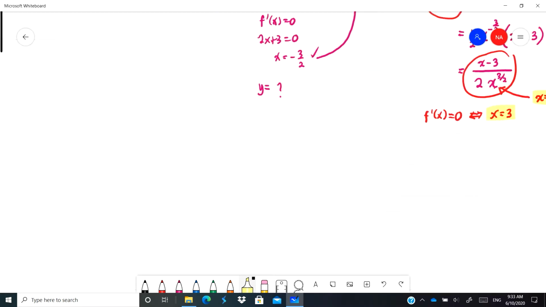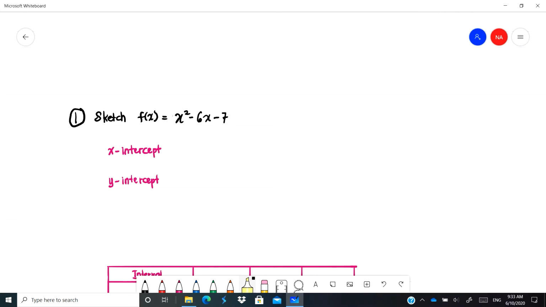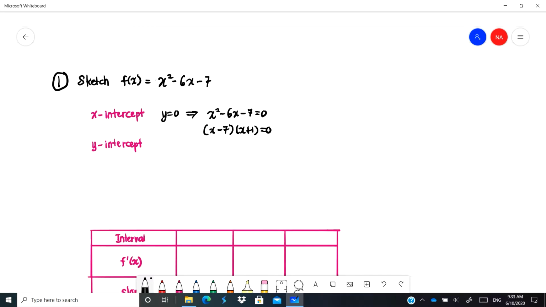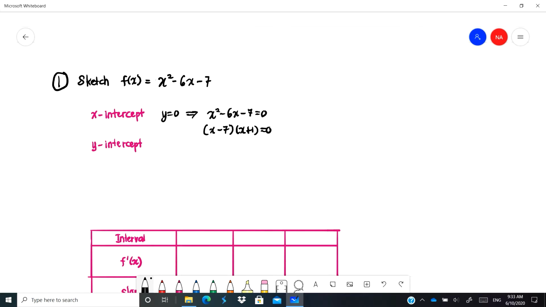Let's see the first example and sketch the quadratic function here. This one is very easy. Firstly we have to find the x-intercept, when y equals 0. So we let x squared minus 6x minus 7 equal to 0. Solving this using factorization, x minus 7, x plus 1, I guess, right? So we get x equal to 7, and another one x equal to -1.